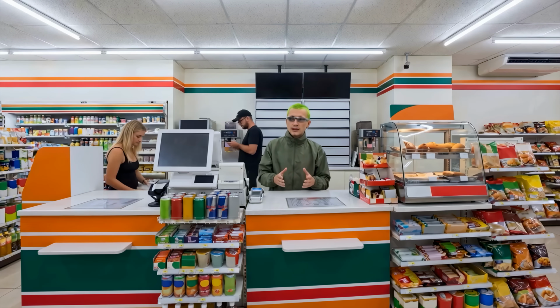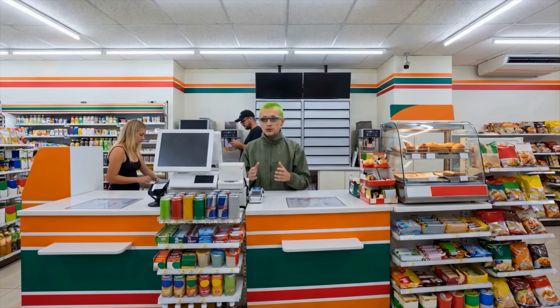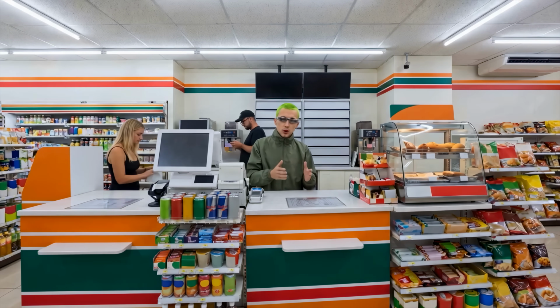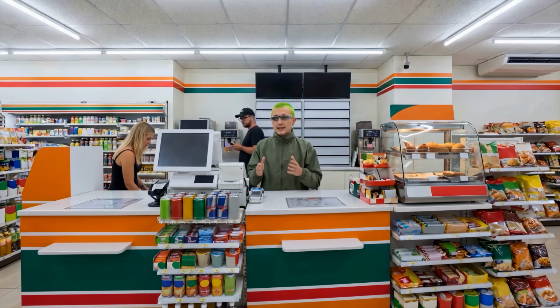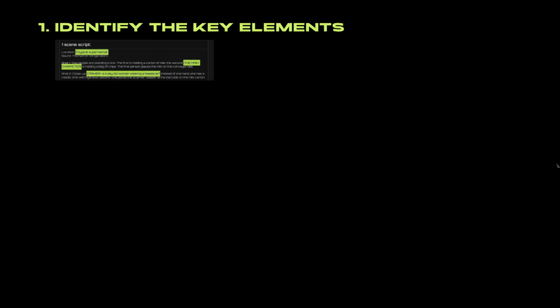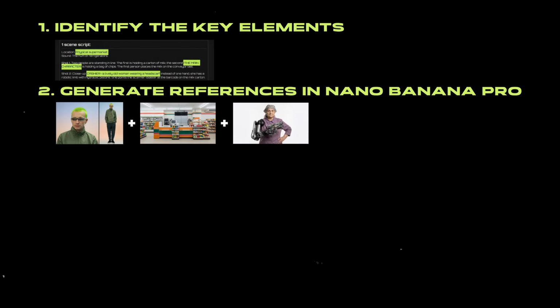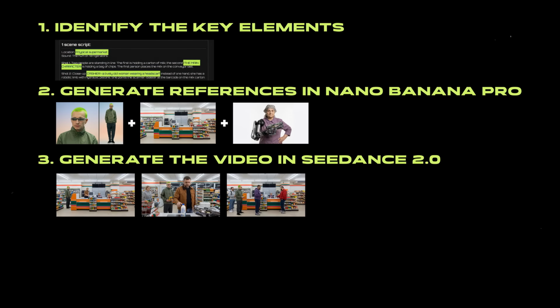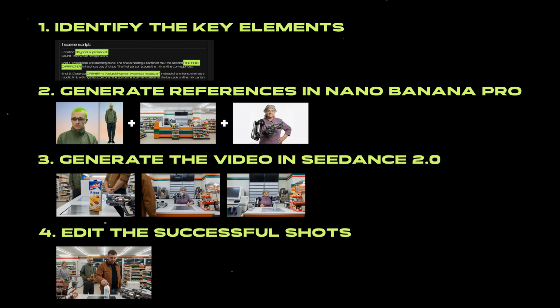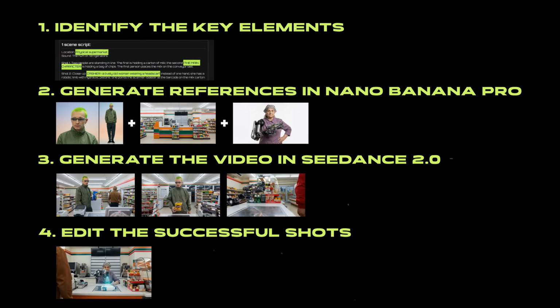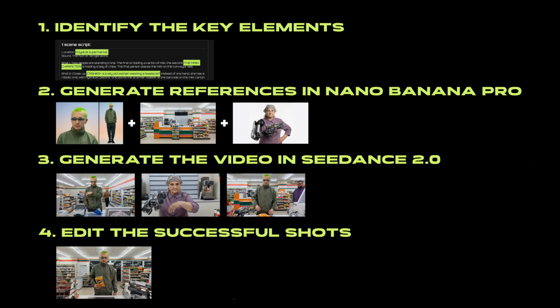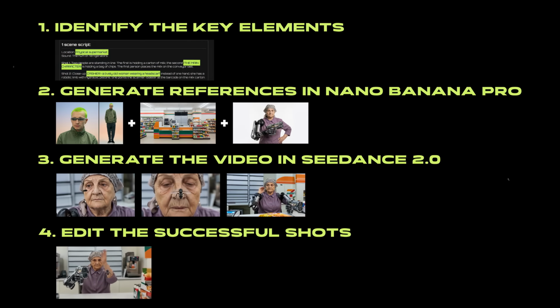So, to summarize the first and probably most important tip for controlling video generation in Seedance 2.0. First, identify the key elements in your script, then generate them in NanoBanana Pro, then generate the video in Seedance 2.0, and finally edit the successful shots together. This way, you save your credits for future generations and get the desired result quickly.